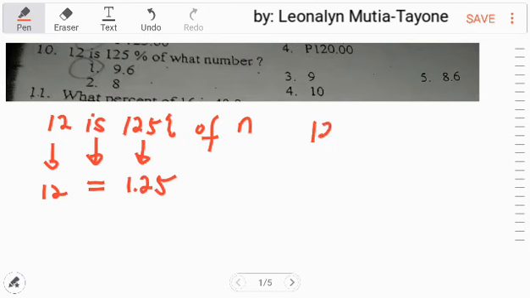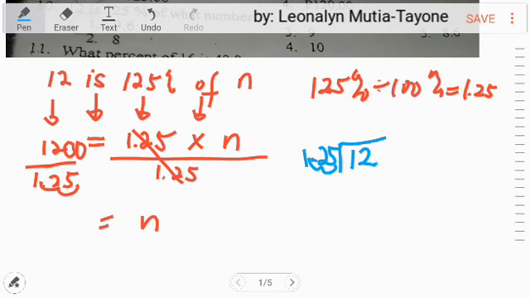Pag mag-divide tayo, yung decimal dito sa divisor natin ay i-move natin to the right para maging whole number siya. 1, 2. Nakadalawang move ka. So, ang decimal dito, mag-move ka rin to the right. 1, 2. So, mga zeros ito. Itong decimal na to, dito mo rin siya itapat. Now, 1,200 divided by 125. Ilang 125 ang 1,200? Mga 9 yan siya. So, 9 times 125 and that is 1,125.